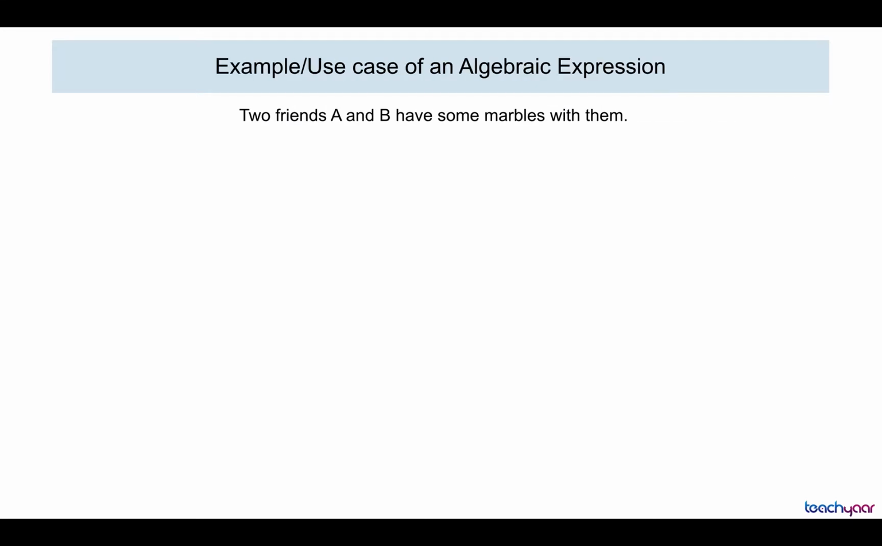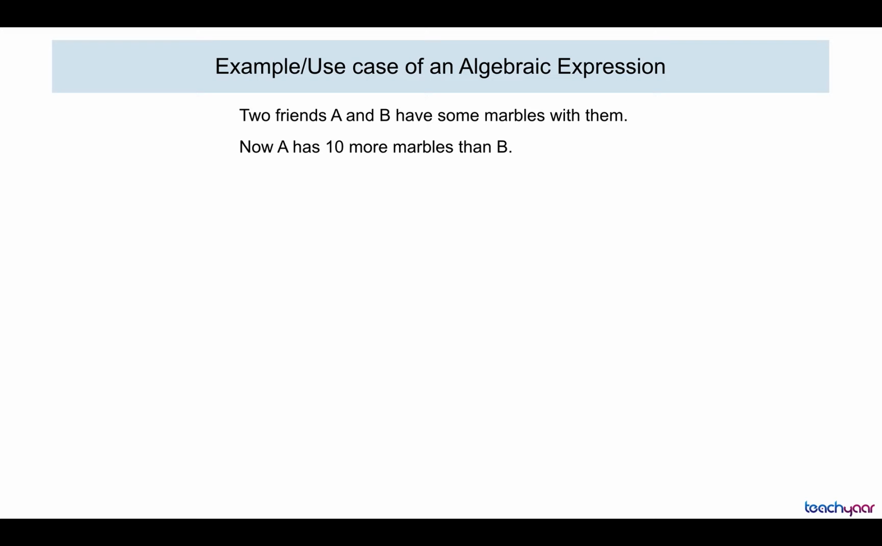So now what you see is an algebraic expression. Where do we use it, right? So we're giving an example straight away just so you can understand where an algebraic expression comes in and what's the difference between an expression and an equation. So you have a story here. You have two friends, A and B, right? And they have some marbles with them, right? Now we know that A has 10 more marbles than B. How would you write this as a mathematical expression?